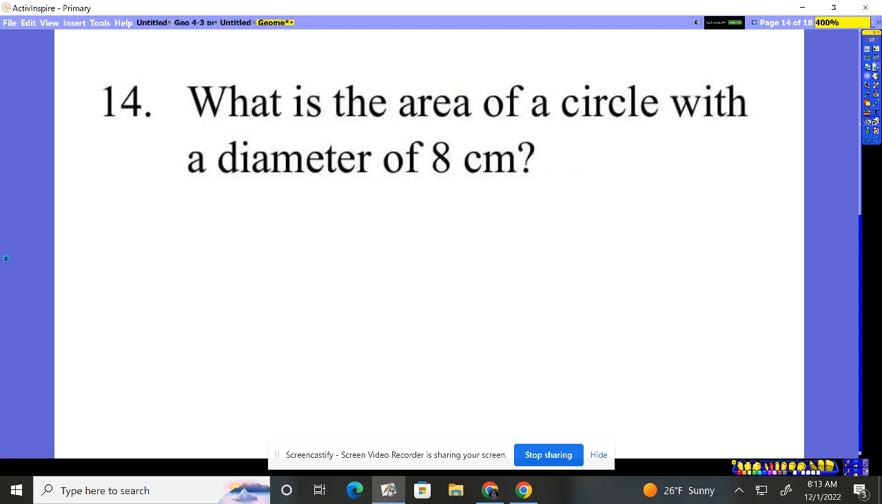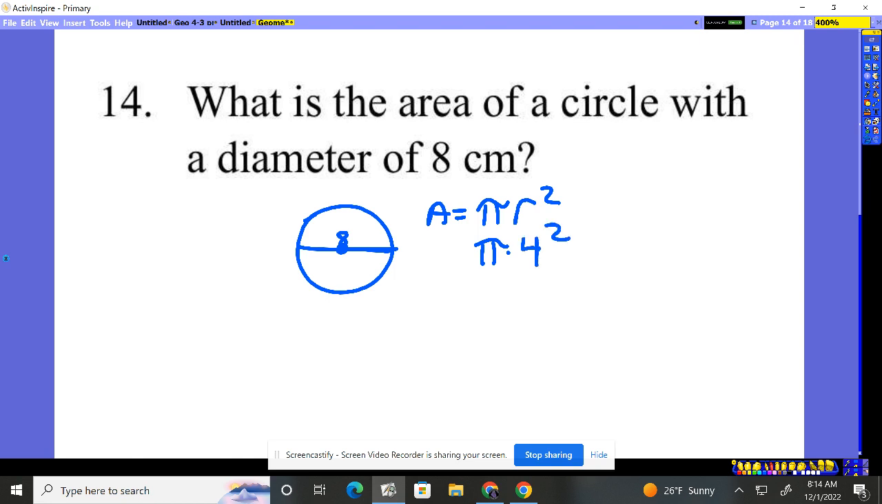14, what is the area of a circle with a diameter of 8? So we have this circle, the diameter, the distance across through the center is 8. The formula for the area of a circle, remember, is pi r squared, the radius squared. We don't have the radius here. The radius is from the center out. Well, if the whole thing's 8, we know the radius is 4. So this is simply going to be 16 pi is our answer.